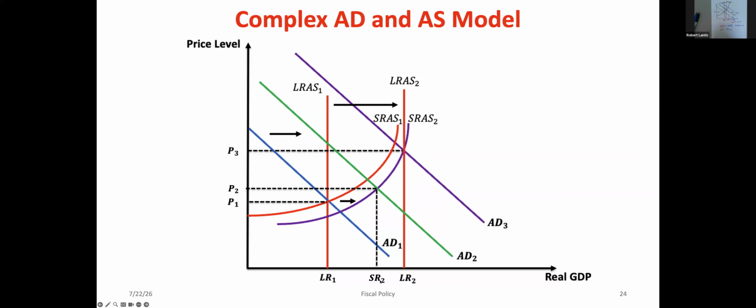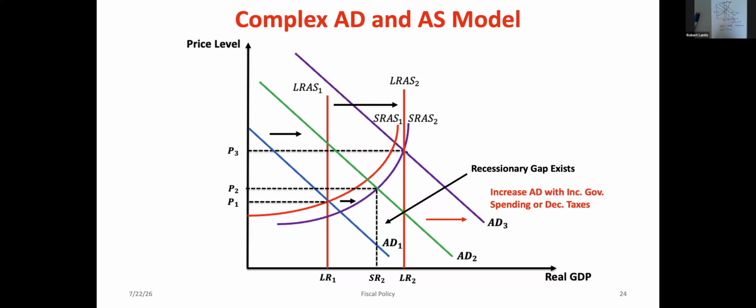What do we now have? We've got a recessionary gap. How do we correct for that? We increase aggregate demand by either increasing government spending or decreasing taxes. Okay. Any questions on that before we keep moving?